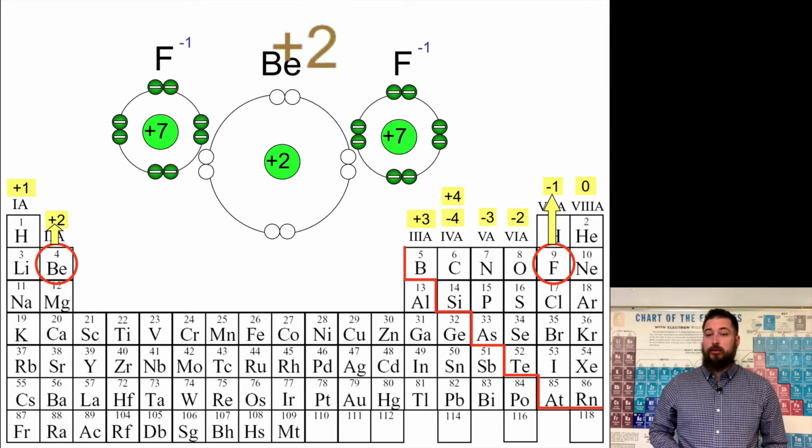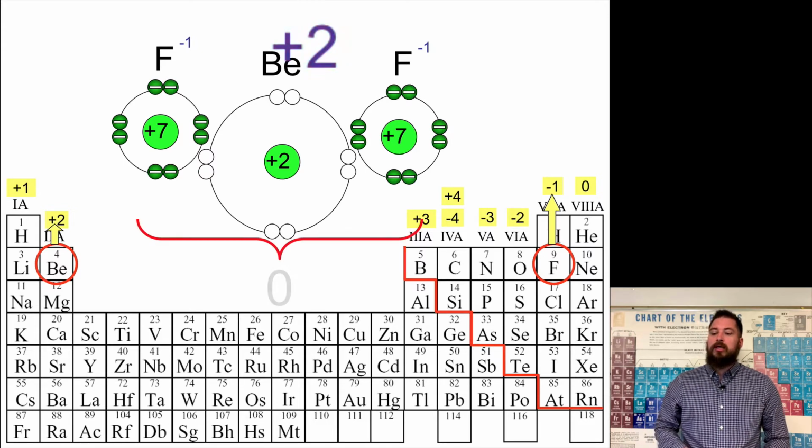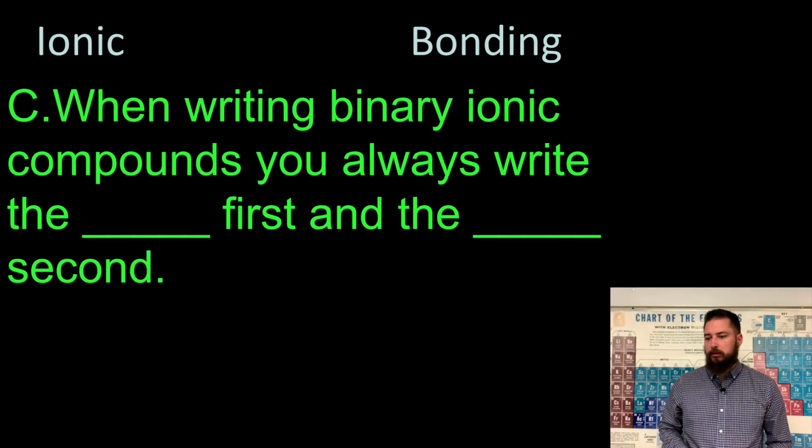And that's actually really important to note. When atoms come together to form ionic compounds, their overall charge will always be 0. And so this is going to really help us in a moment here. All right.